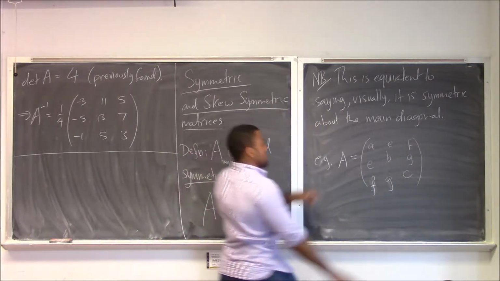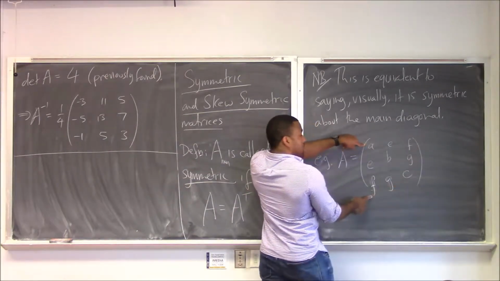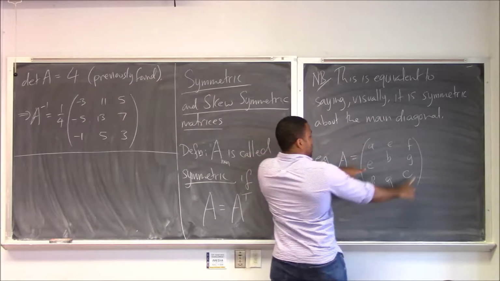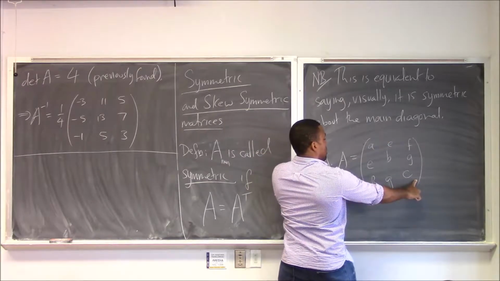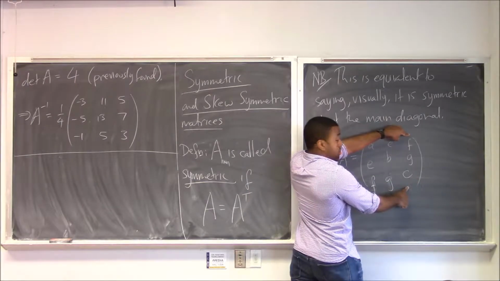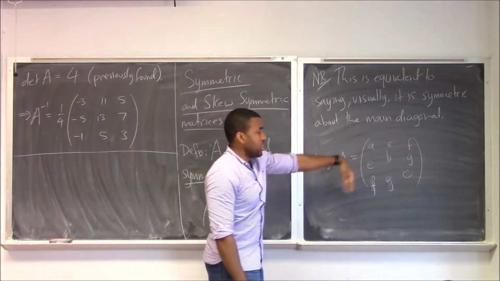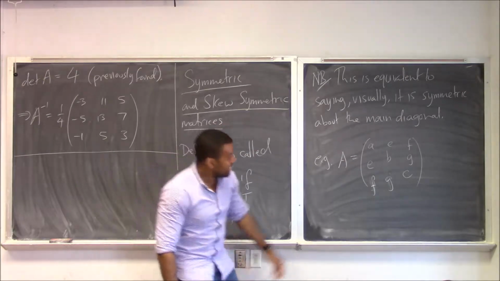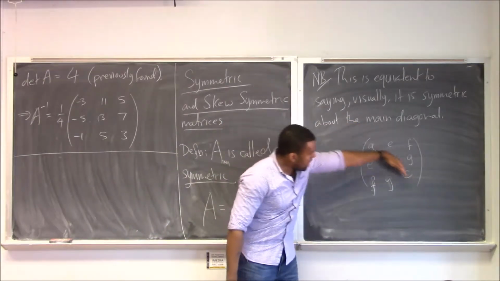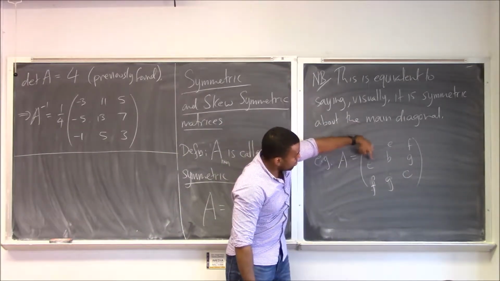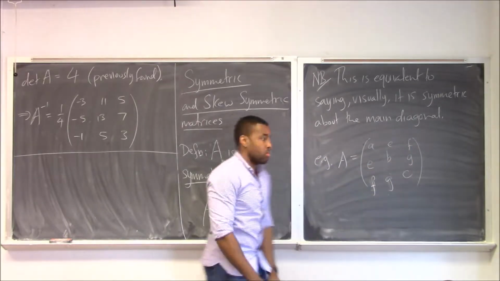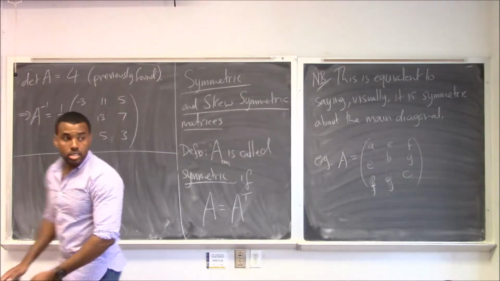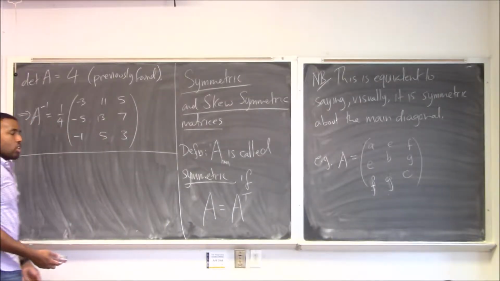Right? So notice that the first row is the first column, the second row is the second column, the third row is the third column. So if I take its transpose, I get the same thing back. It's saying that the diagonal elements can be whatever they want, but the other elements must be mirror images across the diagonal. And any matrix that has this property is called symmetric.